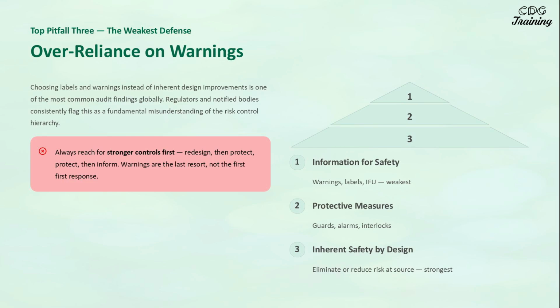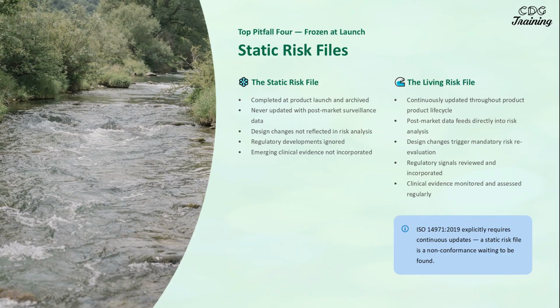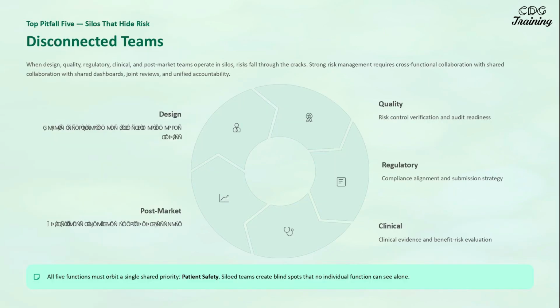Relying solely on warnings is the weakest defense. Stronger controls should be prioritized to ensure inherent safety by design. Static risk files are inadequate. Continuous updates and integration of new data are essential for effective risk management. Silos in teams create blind spots in risk management. Cross-functional collaboration is key to ensuring patient safety.